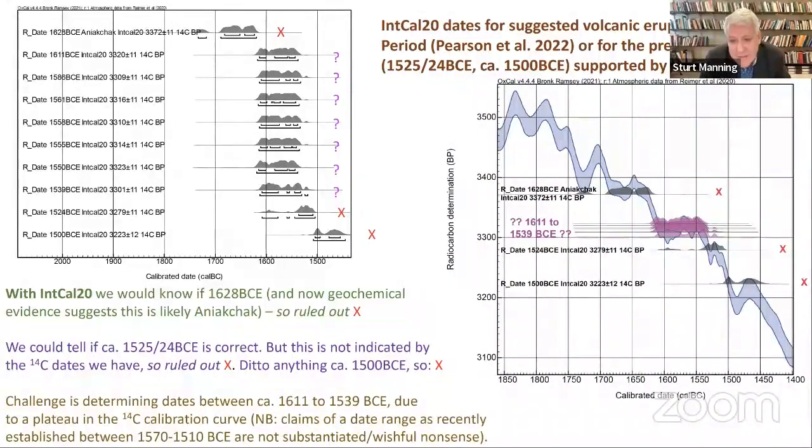Similarly, if the eruption really happened around 1524 or 1525, as has been suggested by some others, we'd also get a different date. And if it happened around 1500, we get a completely different date. So we can rule out what's not possible, which are those examples.